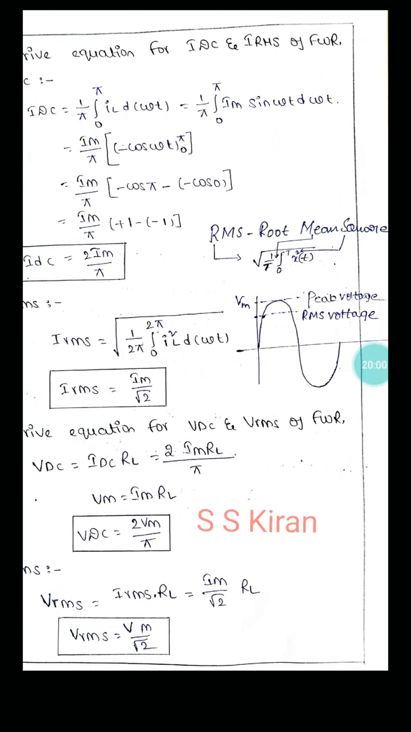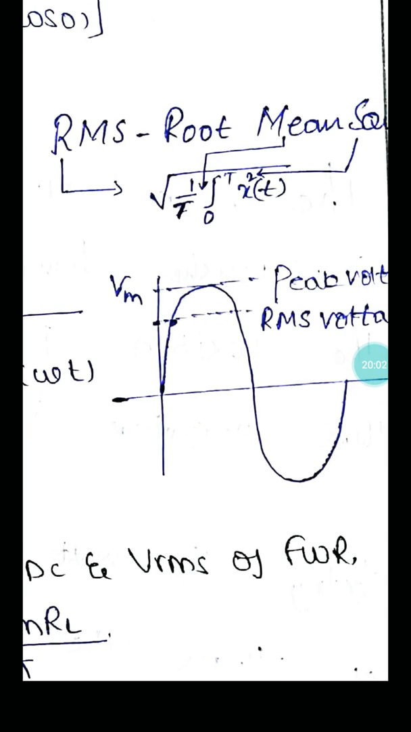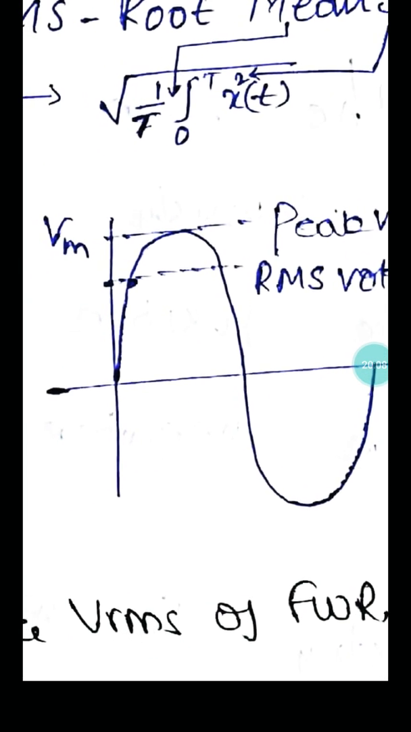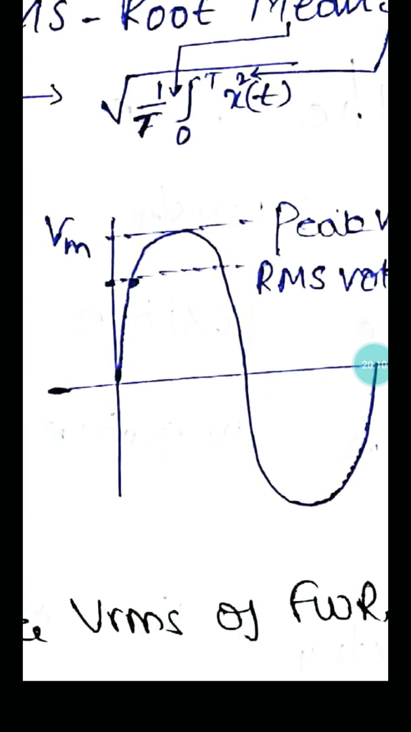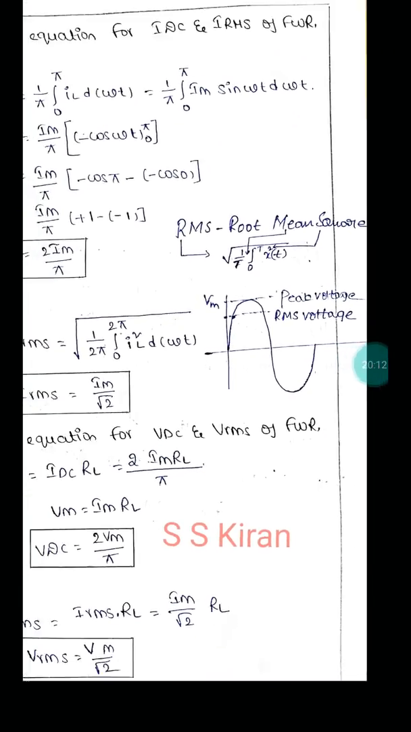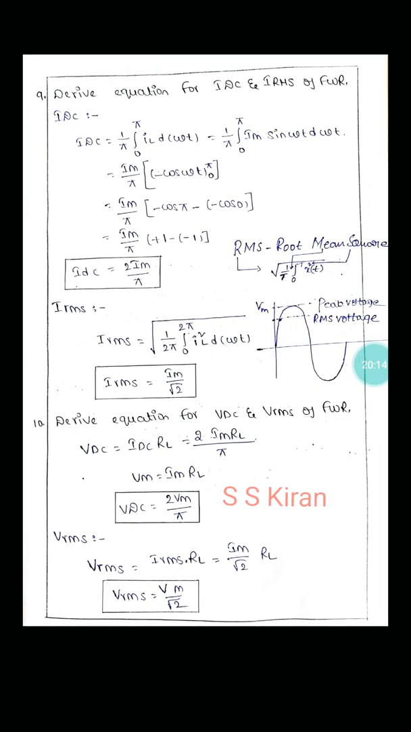Yes, good. One more, you can observe one more circuit diagram and one more waveform here, that is called a graph. This is the peak voltage, then Vm by root 2 is the RMS voltage, or Im by root 2. Okay, good. 10th one: derive equation for VDC and VRMS of full wave rectifier.